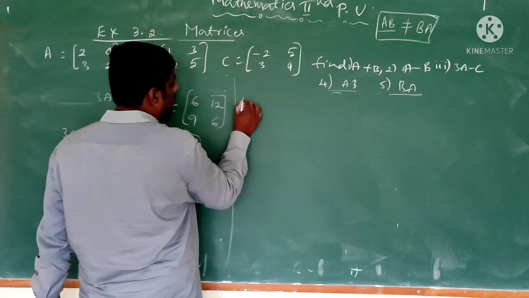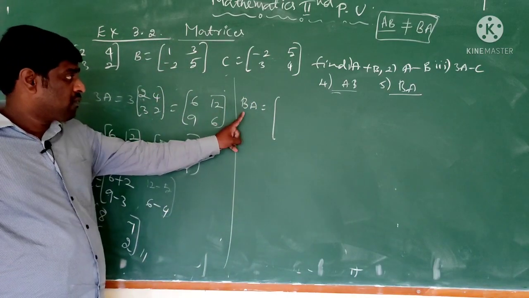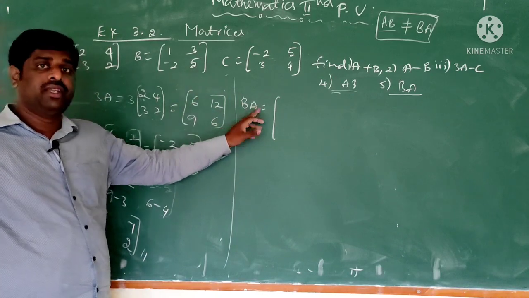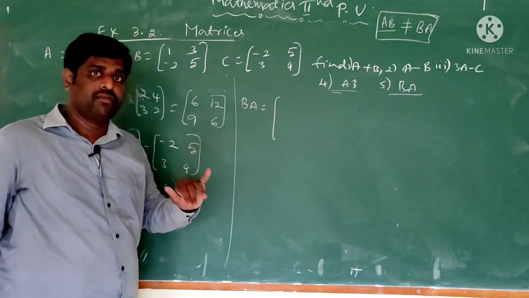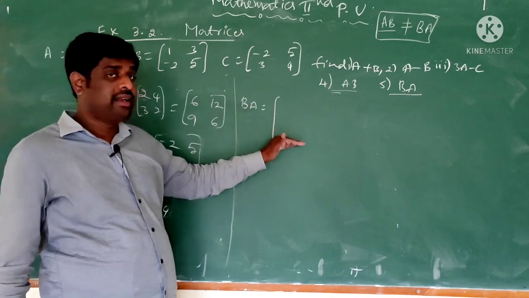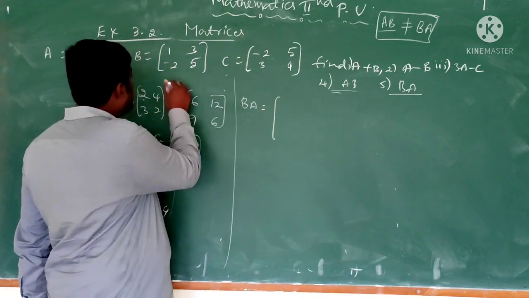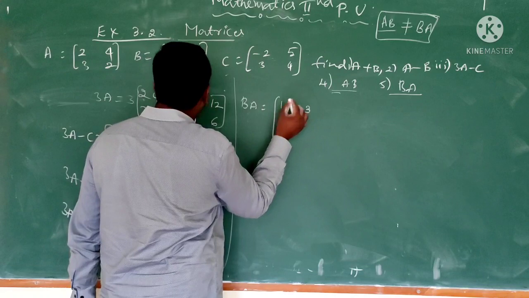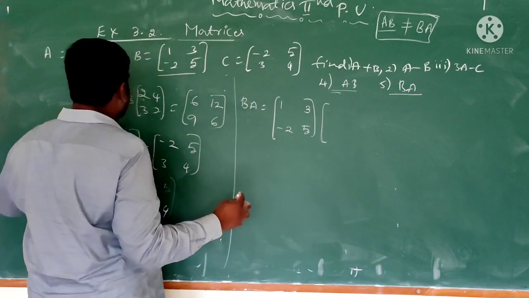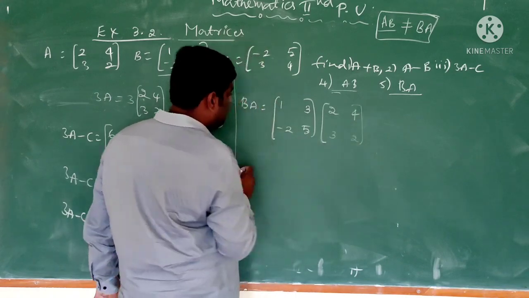Now I want to find BA. Here we are finding the BA product. We are finding the BA product means, according to this, we write the first matrix as B and the next matrix as A. Suppose they are asking AB, then first matrix we write A and second matrix we write B. So now BA, what is B matrix? 1, 3, minus 2, 5. This is B matrix. What is A matrix? 2, 4, 3, 2.